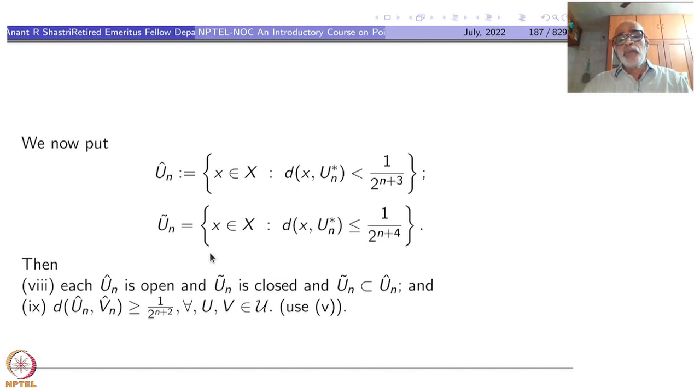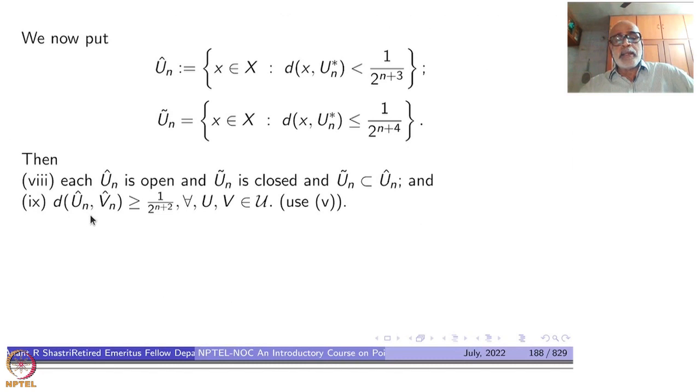Okay, and U_n twiddle is all those x such that the distance between x and U_n star is less than or equal to 1 by 2 power n plus 4. Okay, so both of them are here, you have to pay attention to the less than or equal to. Each U_n hat is open once again, and U_n twiddle is closed because there is equality here, and because of 2 power n plus 4, U_n twiddle will be contained inside U_n hat. Once again, the same property 2 will tell you the distance between U_n hat and V_n hat is bigger than or equal to 1 divided by 2 power n plus 2.